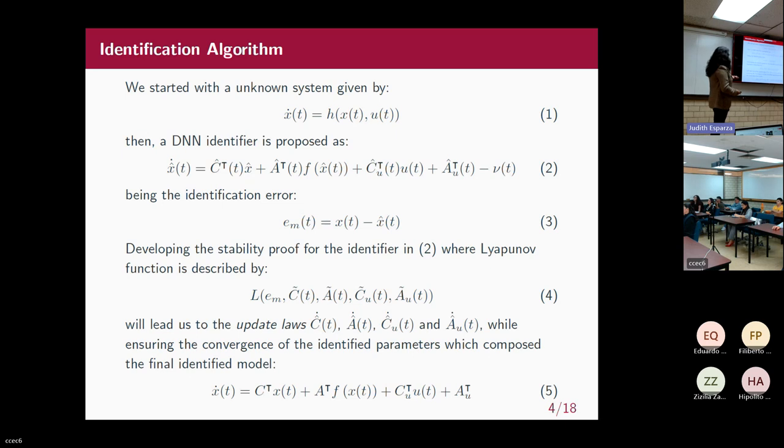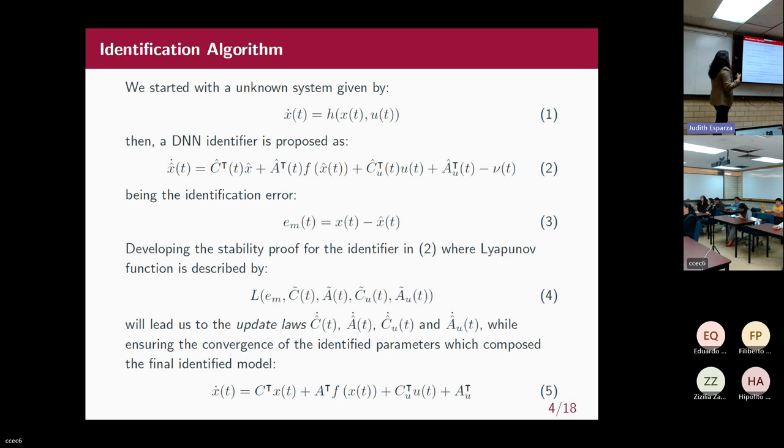And so you have the state in here. You have some activation function, because this is a neural approach. And you have these parameters here that are the important parameters. Well, we will call them the identified parameters. And why are they important? Because these are the parameters that we have to know after our identification process is done. So how will we get there?